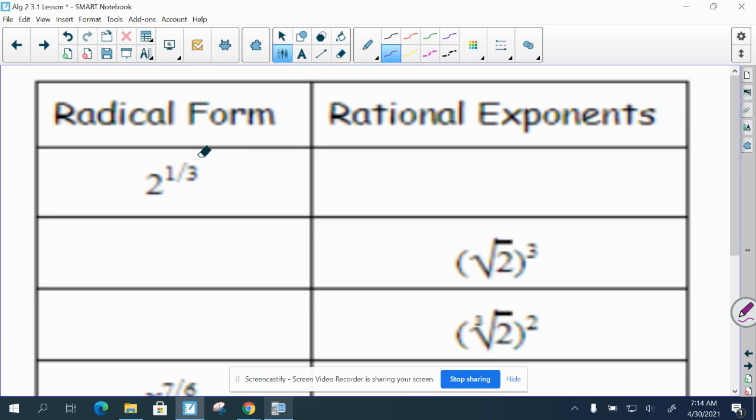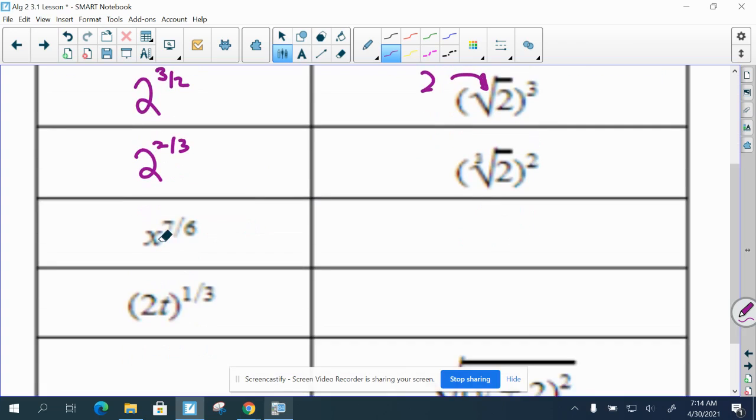So we're just converting between the two. So 2 to the 1/3 would be the cube root of 2. Here, if I have the square root of 2 to the third, I would rewrite it as 2 to the 3/2 because there's an invisible 2 here because we're talking about the square root. So if there's not a number there, then you can assume it's 2. But then this one would be 2 to the 2/3 because the root is 3, so that would be the denominator.